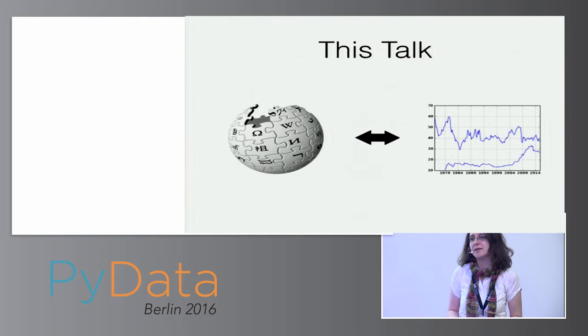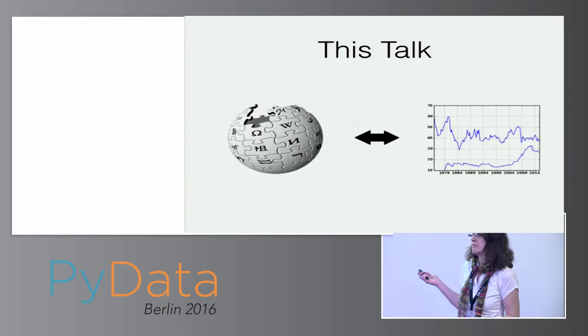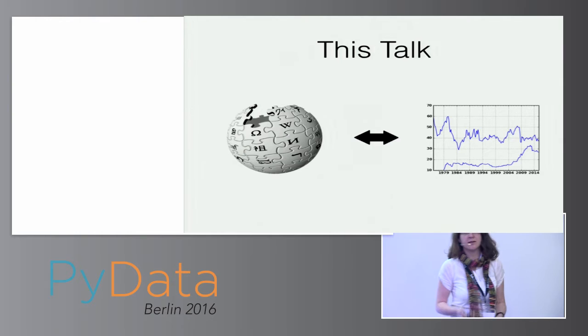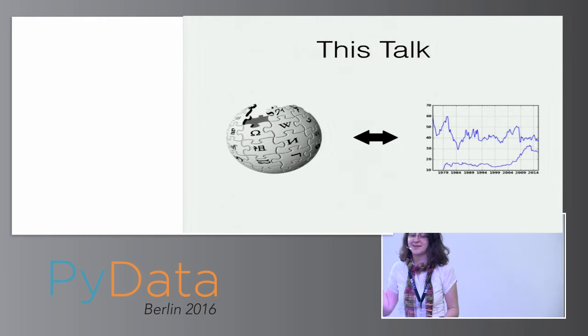Okay, so as I said, this talk is going to be about Wikipedia data and how we can use Wikipedia data in order to find, in this case, we're not going to make predictions, but we are going to look at correlations between data in Wikipedia and, I guess you guess, stock prices.